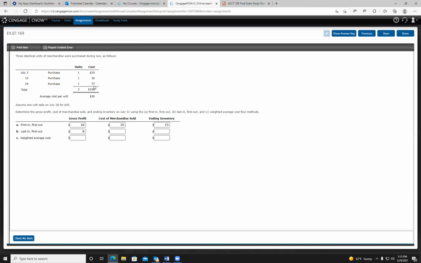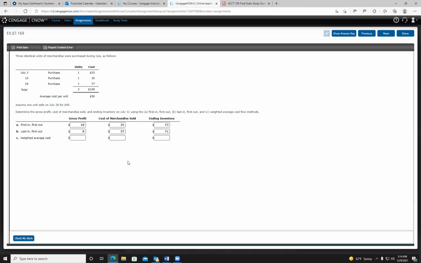Okay. Your cost of merchandise sold, well, it tells you right there, is $37. So we just bring down 37. All right. What is your ending inventory balance? Well, you take your total cost of 108 and subtract out 37, and that gives you your ending inventory balance. And that's going to equal $71.